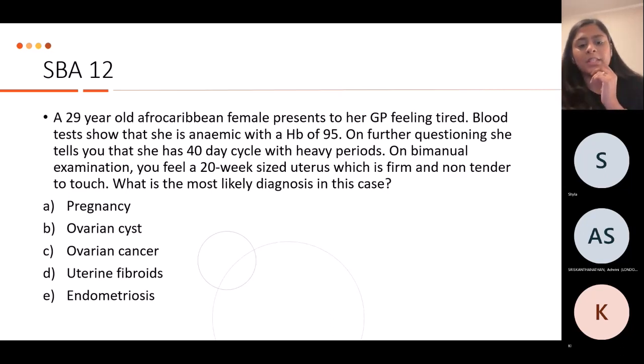A 29-year-old of Afro-Caribbean descent is feeling tired, so she goes to her GP. Blood test shows she's anemic, with a Hb of 95. On further questioning, she tells you she has a 40-day cycle with heavy periods. On bimanual examination, you feel a 20-week sized uterus, which is firm and non-tender to touch. What is the most likely diagnosis? Which I think hopefully most of you should be able to get.